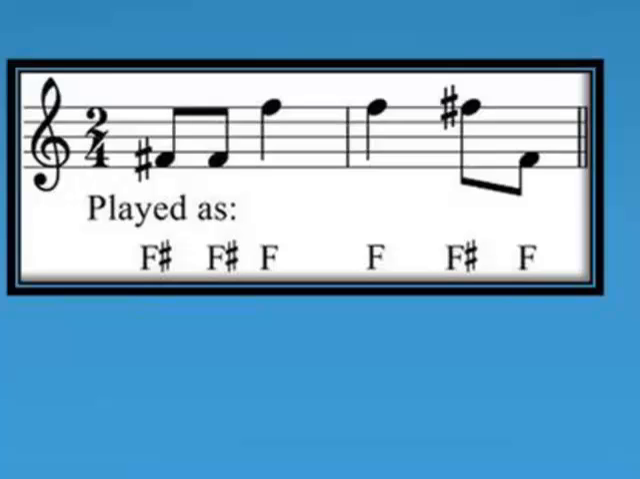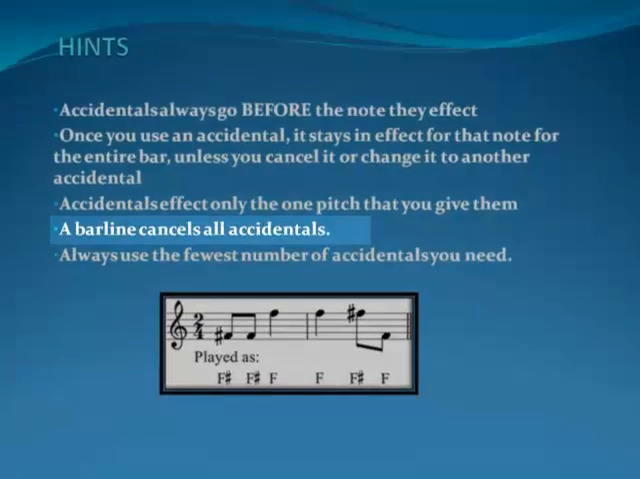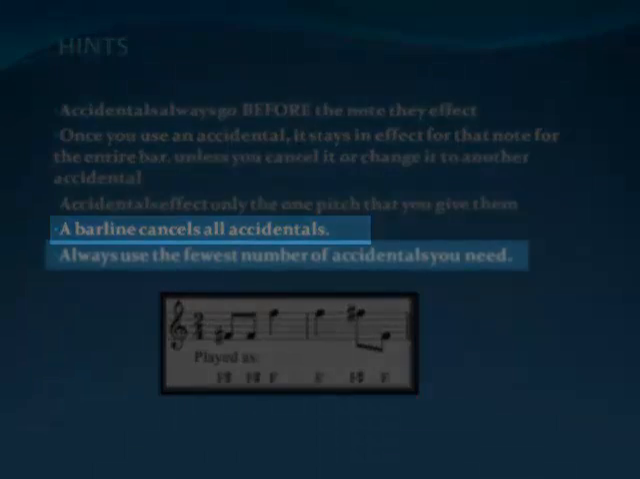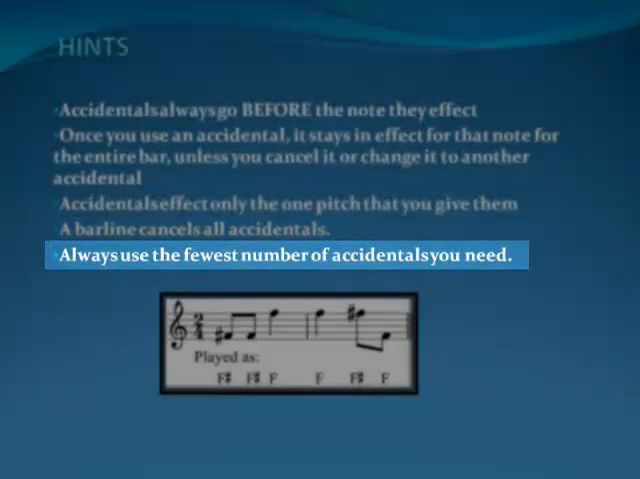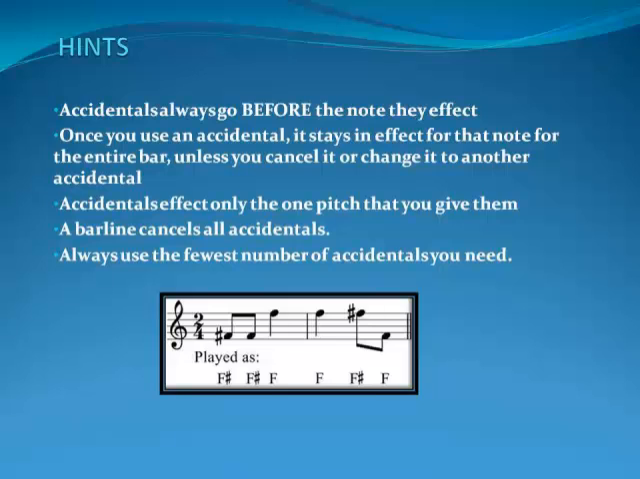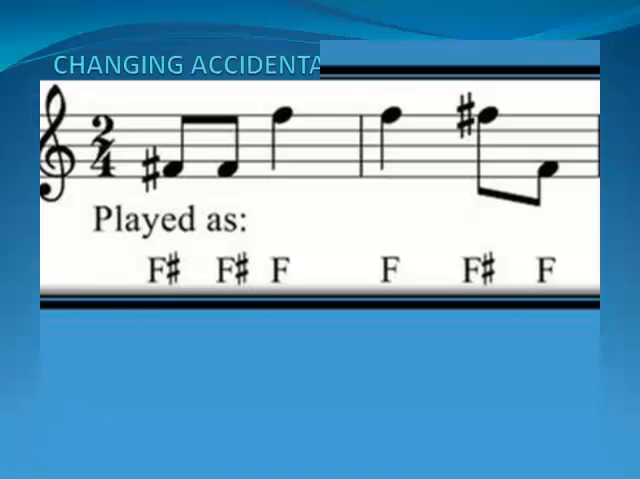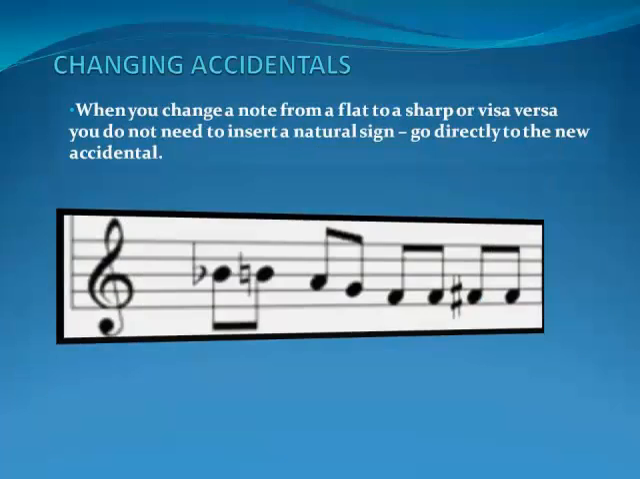A bar line always cancels all accidentals. Only use the necessary and fewest number of accidentals you need. In this example, the second F sharp does not need an accidental because the first F already has the sharp, which carries to the next F. When you change a note from a sharp to a flat, you'll need to add a natural sign.